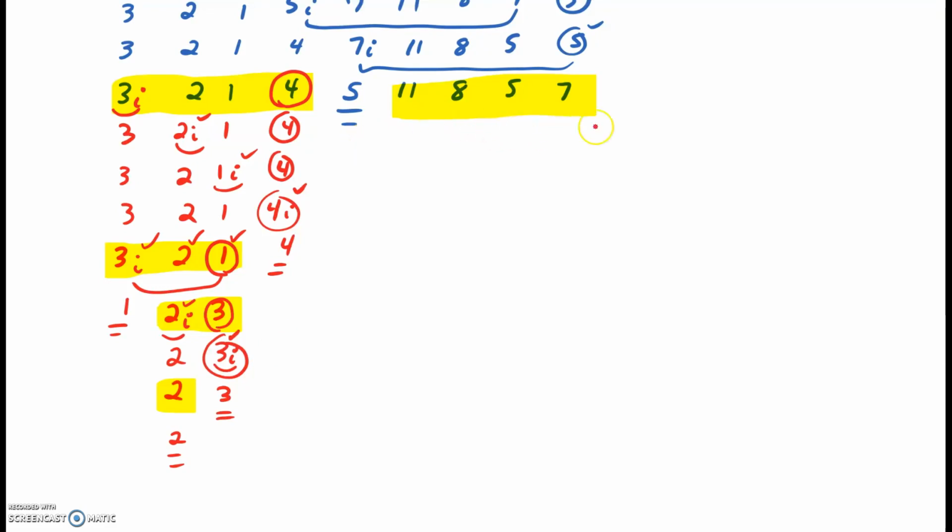And now if we come over here, we can finish off on the right. So when we finish off on the right, we have our pivot value. Here we have our I. And we check, is 11 smaller than 7? Nope. Is 8 smaller than 7? Nope. Is 5 smaller than 7? Yes, it is. So we swap with I, giving me 5, 8, 11, 7.